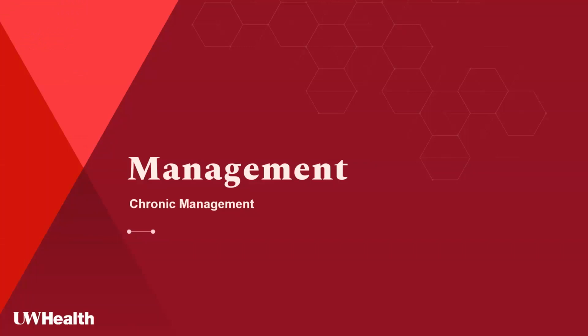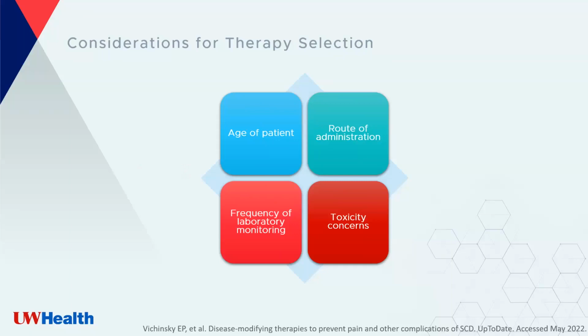Now, diving into chronic management, which is what we'll commonly see patients admitted to UW for, they might have acute complications, and then they're also on chronic management. So, considerations for chronic management therapy selection in our sickle cell disease patients: we want to make sure we're considering the age of our patients, the route of administration, frequency of lab monitoring, and also toxicity concerns, as many of the medications do require monitoring and may constitute toxicity. So understanding this from a holistic level will help us to improve the care that we can provide.